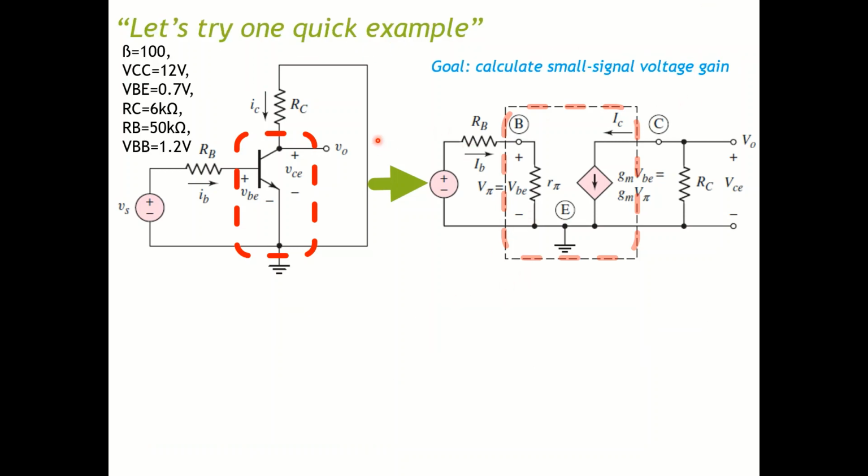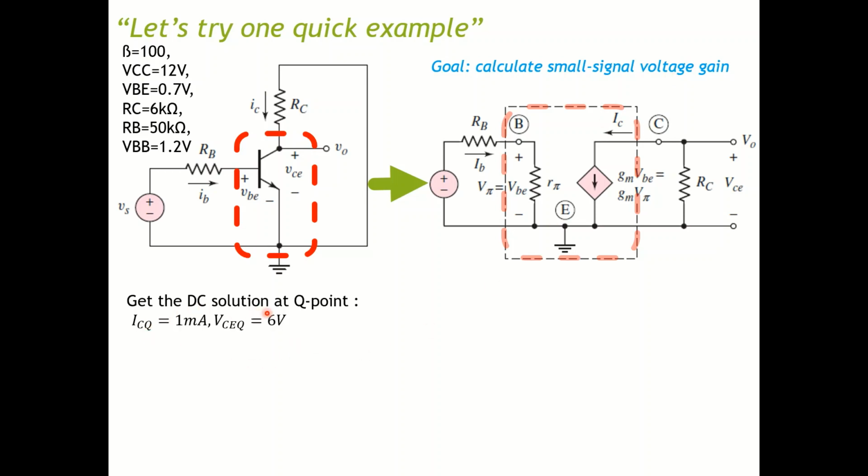Let's go through one quick example right here. Given the circuit here, or any of the conventional BJT circuits that you have, if you have beta equal 100, we will assign that. Let's assume VCC equals 12, VBE equals 0.7, RC equals 6k ohm, RB equals 50k ohm, and VBB equals 1.2 volt. And this is the bias. Now let's calculate our small signal voltage gain, which is our amplification factor.